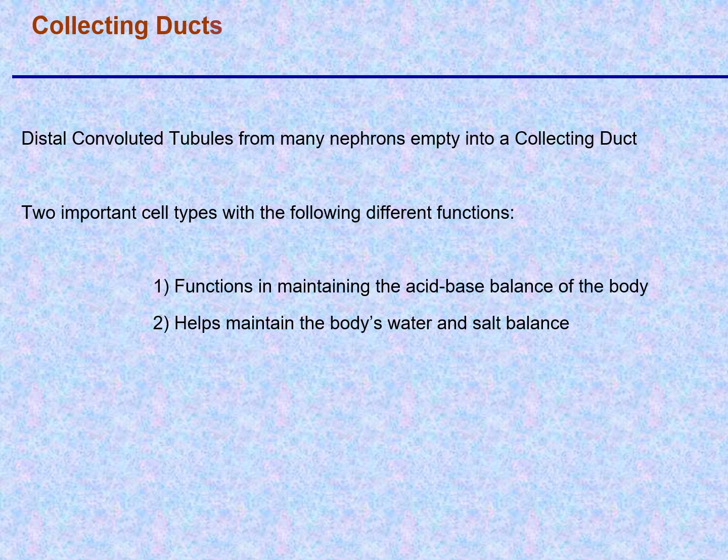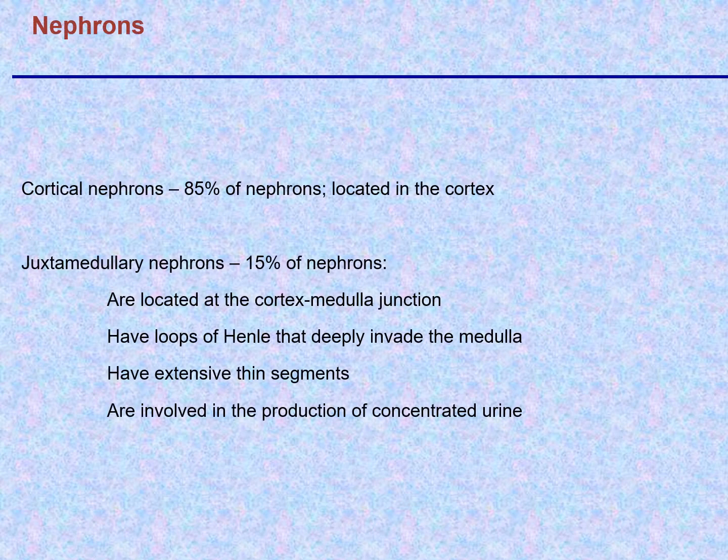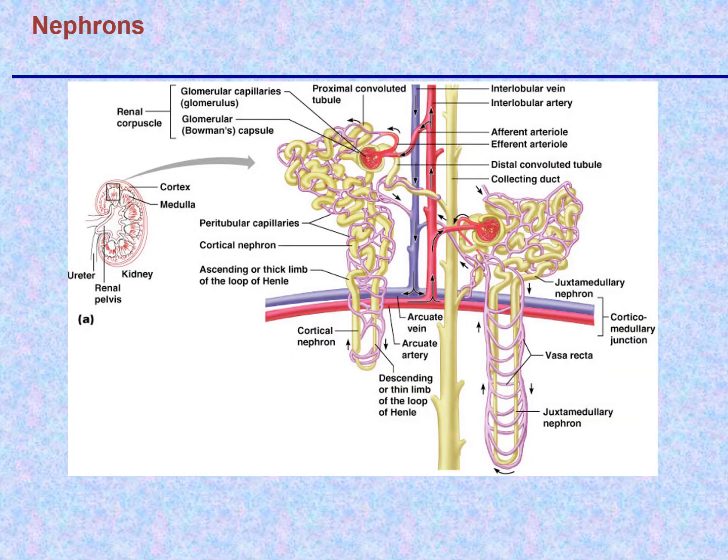The collecting ducts, as I said, collect the fluid coming from many tubules of many nephrons. They empty into the collecting duct, and then the collecting duct is lined with cells that help maintain acid-base balance by changing the fluid, and also can help maintain water and salt balance by changing the fluid in the collecting ducts. Cortical nephrons that I talked about form 85% of the nephrons, and the juxtamedullary nephrons are about 15%. And here you see the two different types.